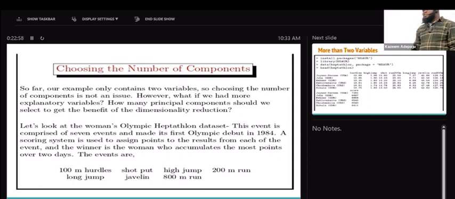Now the question is, can we have a way to prune down the variables? Because this is going to lead to a high dimensional problem. And how can we reduce the dimensionality of this particular problem? And another thing is, how many principal components should we select to get the benefit of the dimensionality reduction?